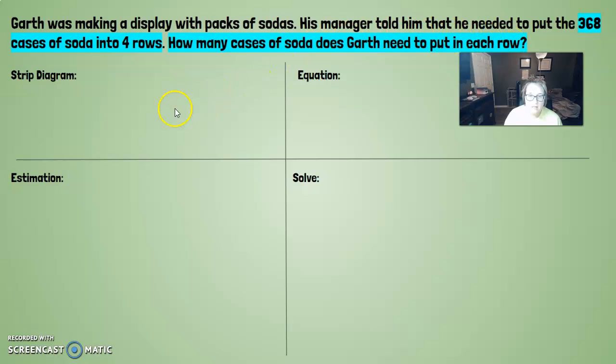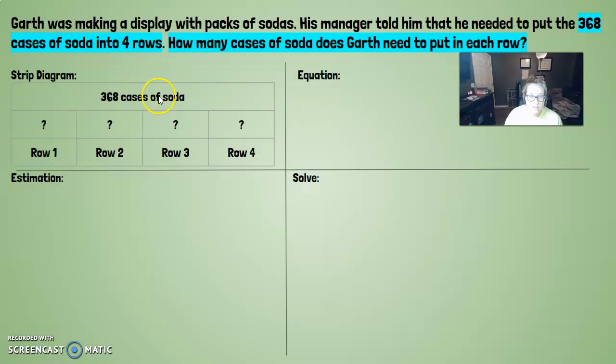So the first thing I'm going to do is my strip diagram. So let's think about this. Do I know my total? Yeah, I know my total. He has 368 cases. And I know I'm going to break that into 4 rows, and I'm trying to figure out how many are in each row. So my strip diagram is going to look something like this. I have my total of 368 cases. I have row 1, 2, 3, and 4, but I don't know how much is going to go in each row. So that's why I have my question mark.